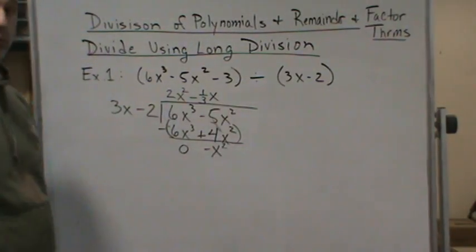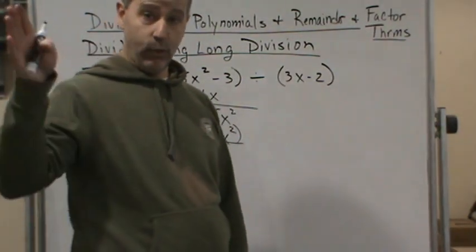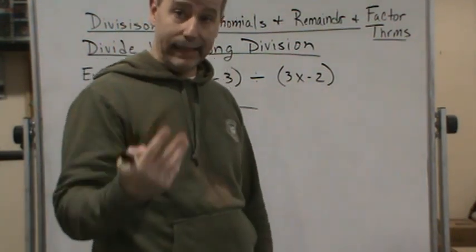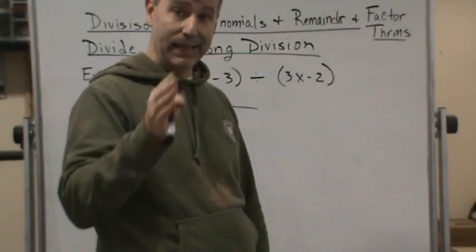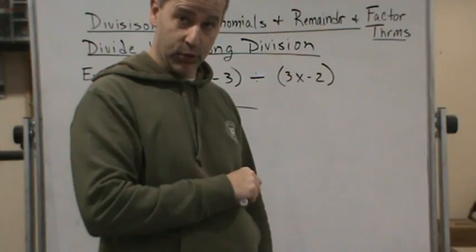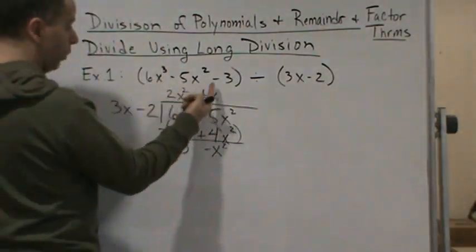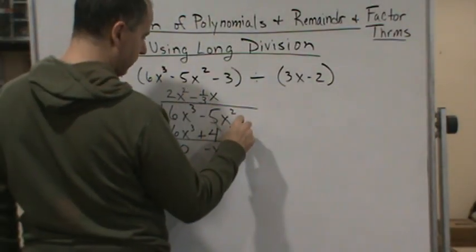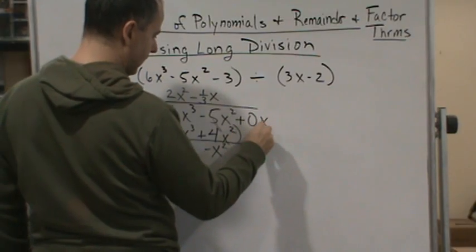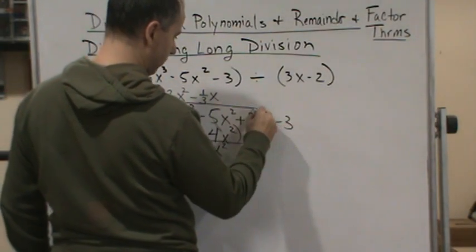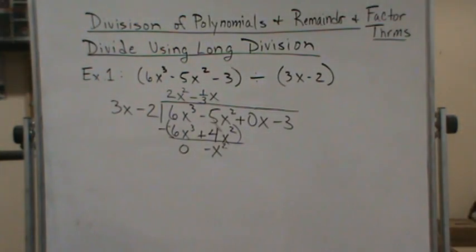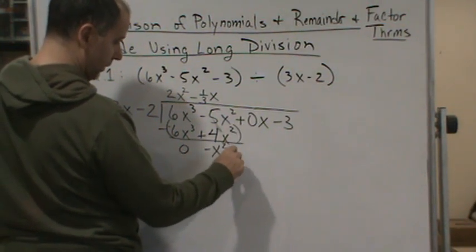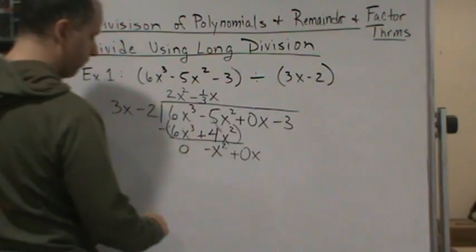So always remember that when we write the polynomial that we're dividing into, we always want to write placeholder values for any missing variable terms of certain degrees. In this case, we're missing an x term, so when I'm writing the dividend, I want to write plus 0x and then minus 3. Now here I would just drop down the 0x.